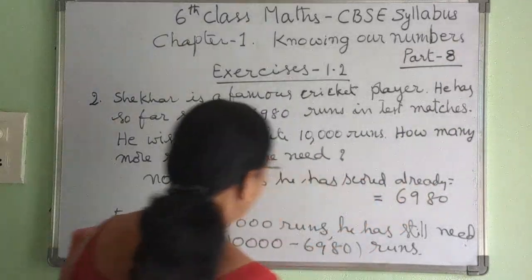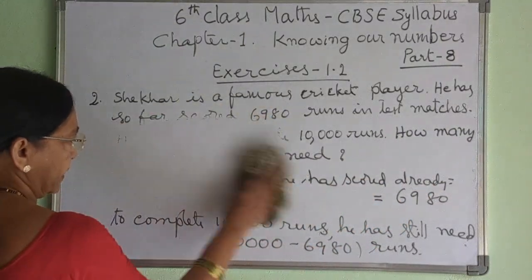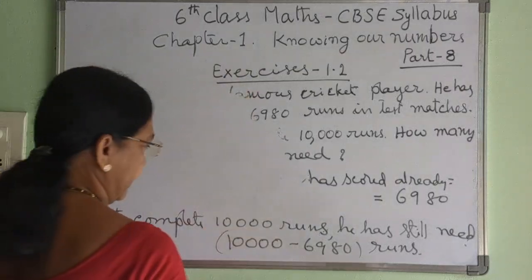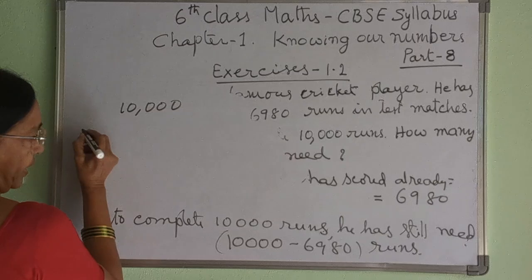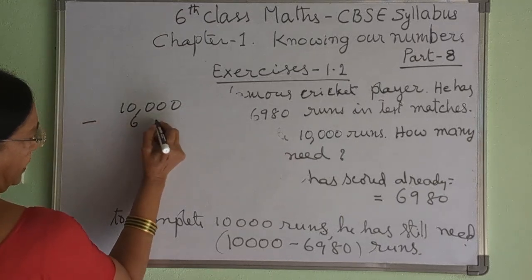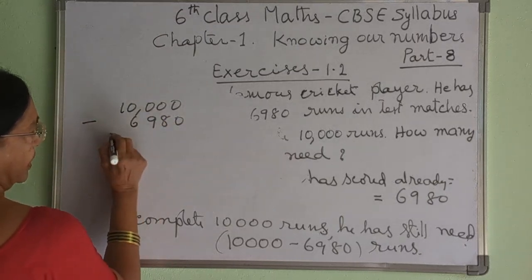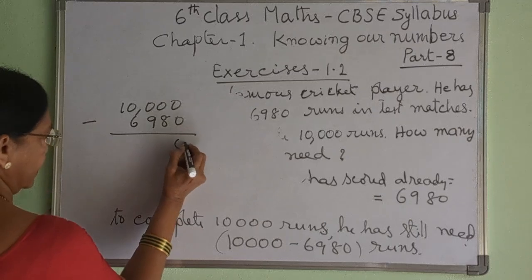Therefore, the difference between the two numbers is 10,000 minus 6,980. So 0 minus 0.